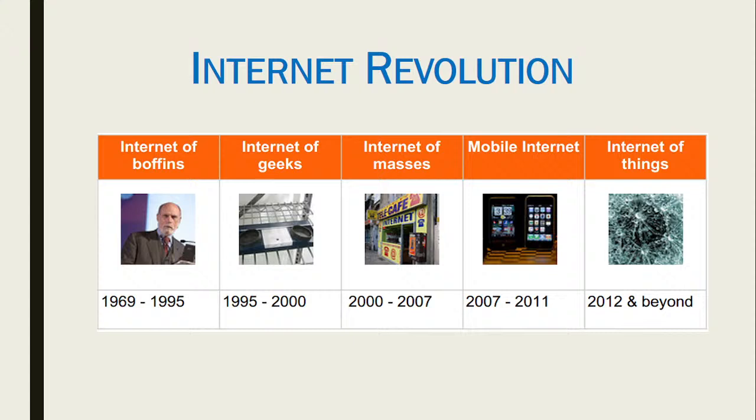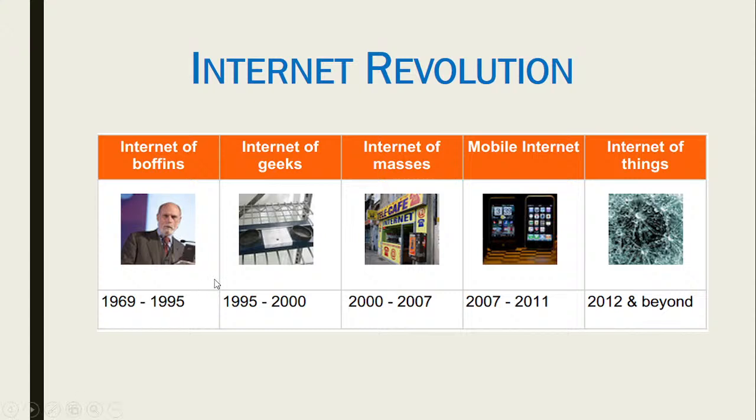So that's why it's called the era of the internet of masses. More people started using it, more types of applications and more websites were built using the internet. And many businesses started purely based on the internet itself. So that's why it's called the internet of masses.